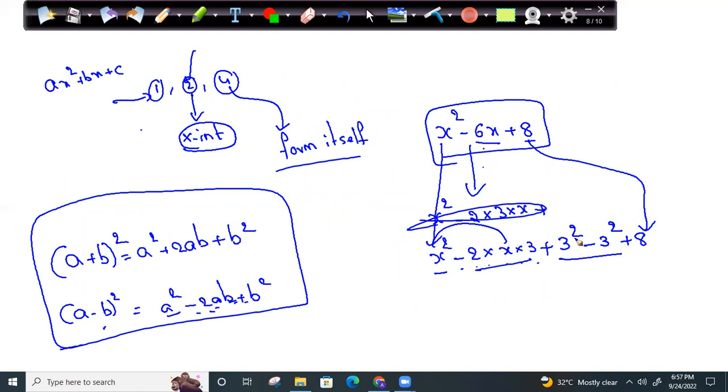You might ask me why only 3 square, why not 5 square? Because the b value here is 3, and in a square minus 2ab I need to have b square. So I added, no one gives anything for free in this world. I added and I subtracted.